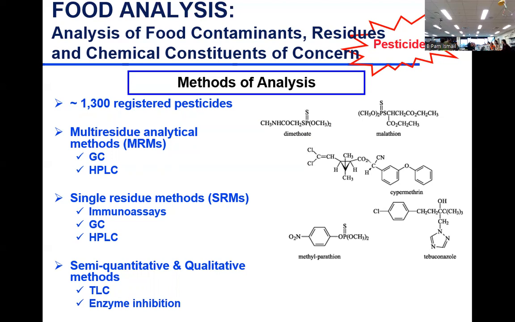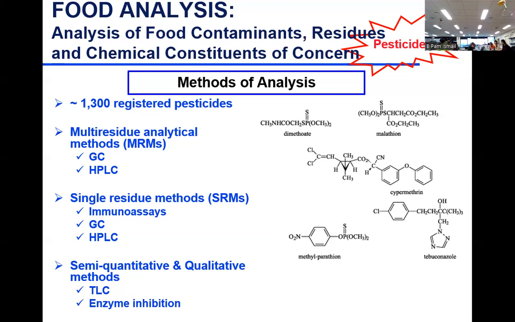Okay, so there are a lot of pesticides and they keep making more, but originally most of the pesticides were non-polar and thermally stable, so we use GC analysis a lot. A lot of the pesticide analysis is based on this. Newer pesticides are polar, thermally labile, so therefore HPLC comes into effect. So depending on the type of pesticide, you can either use GC or HPLC.